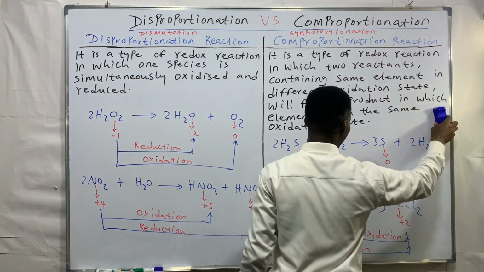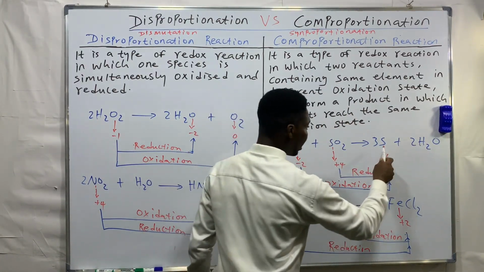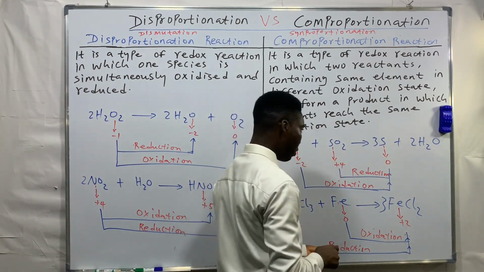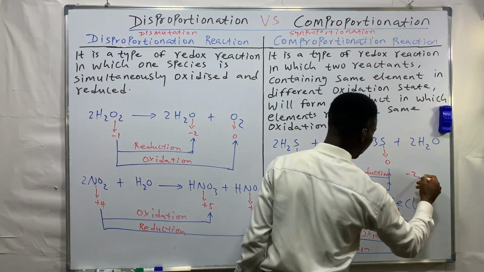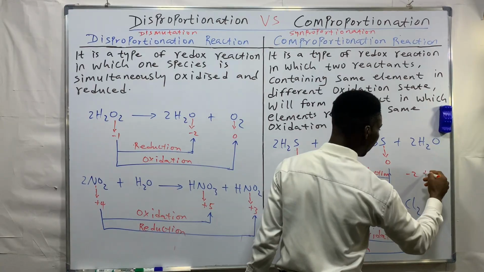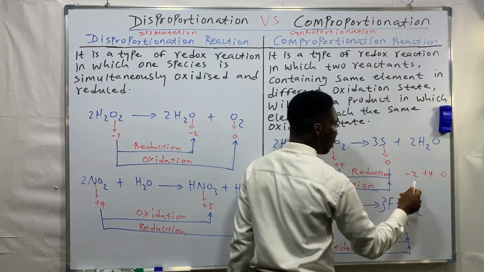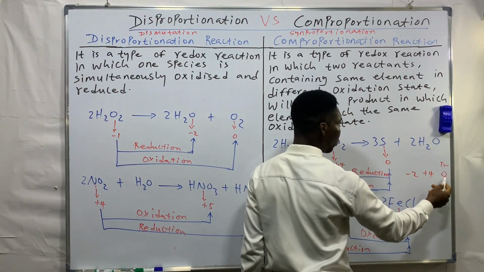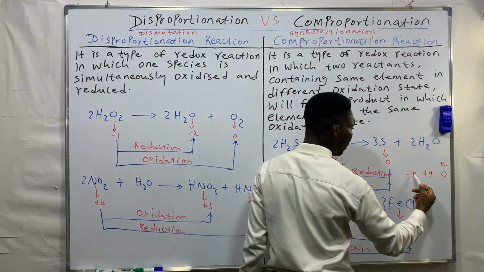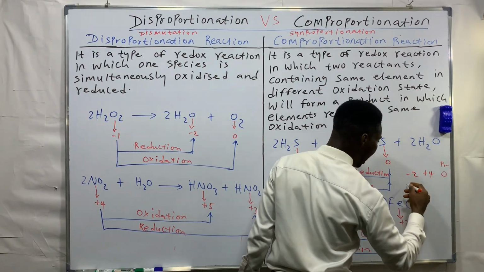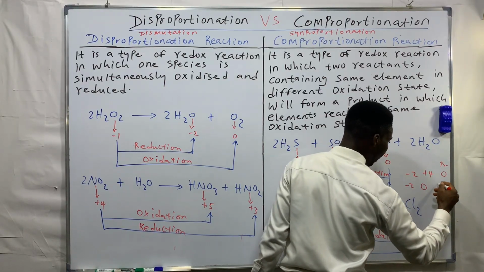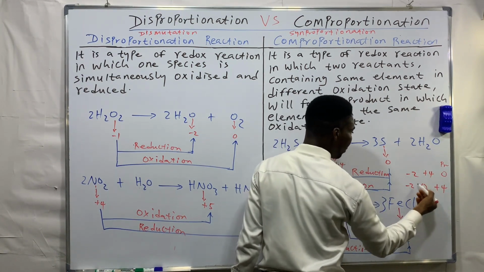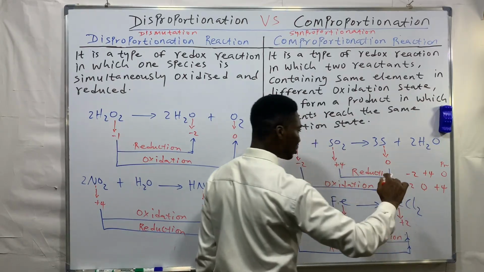Now, what do we mean by intermediate oxidation state? If you take a look at the product, it has an intermediate oxidation state. What do I mean by that? Sulfur here is -2. Sulfur here is +4. And sulfur in the product is 0. Now 0 is in between -2 and +4. On your number line, you start from -2, 0, +4. You can see that 0, the oxidation state of the product, is in between -2 and +4. So it's an intermediate oxidation state.